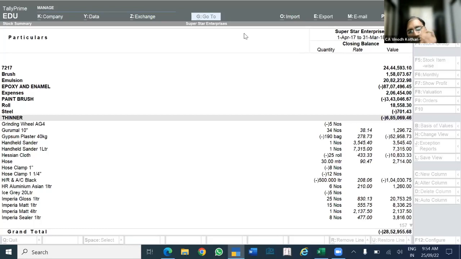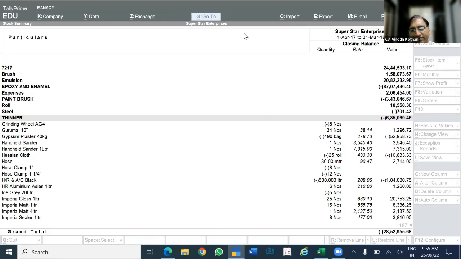Ledger balancing. Step four. Preparing the trial balance and balancing the trial balance. Step five. Classification of the ledger. Classify the ledger based on the grouping for the P&L and the balance sheet. Step 6. Finding out the closing stock value.